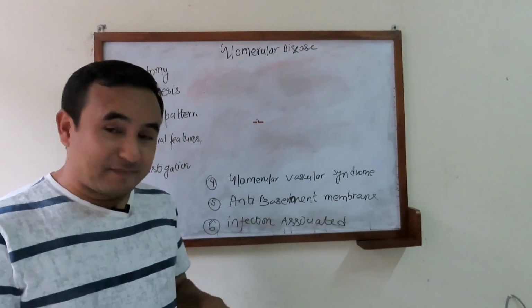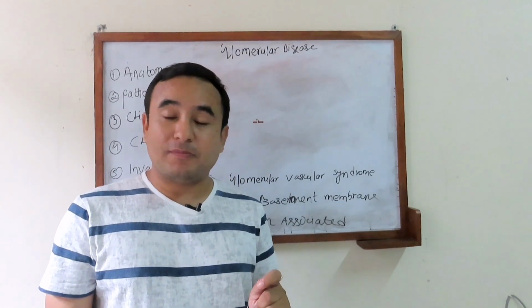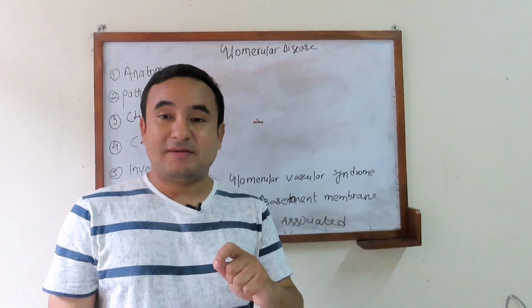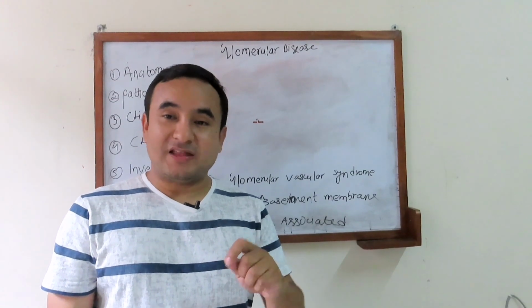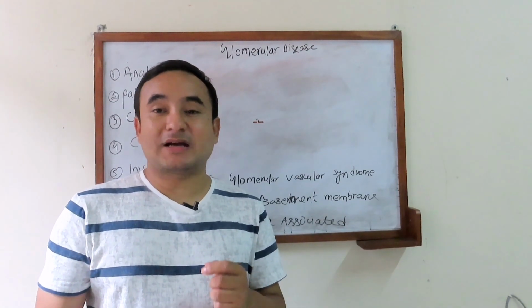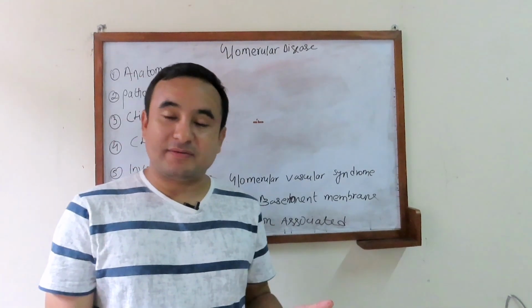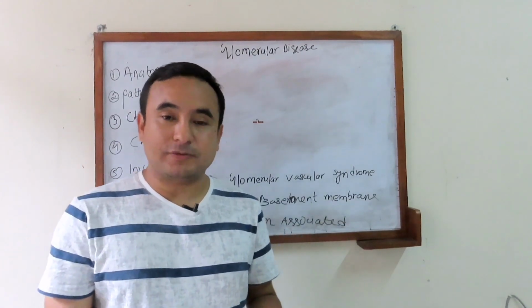Then anti-basement membrane disease: as I have already told, sometimes antibody can form against the basement membrane, and then it can injure the glomerulus. Classically you will see this condition in Alport syndrome or anti-basement membrane disease like Goodpasture syndrome.